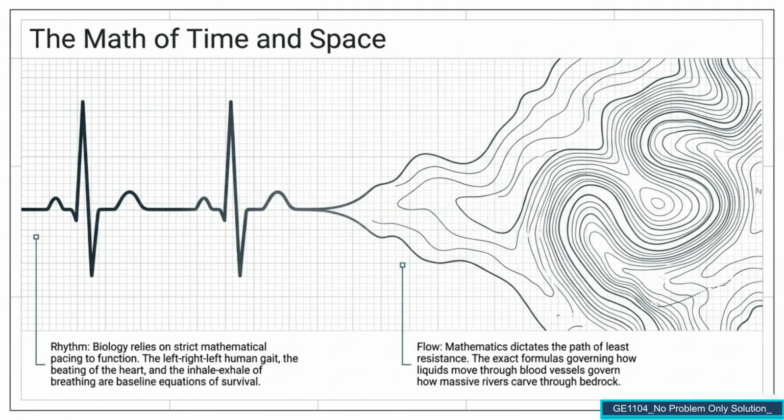Time and space are also governed by math. Biological rhythms, like a heartbeat, and the physical flow of liquids and rivers, both rely on strict mathematical principles.